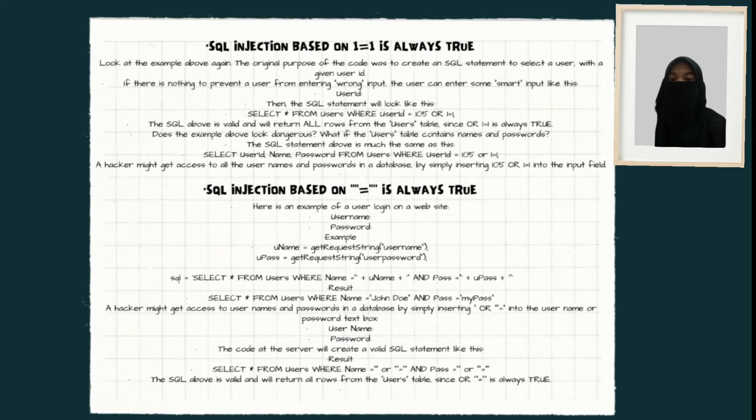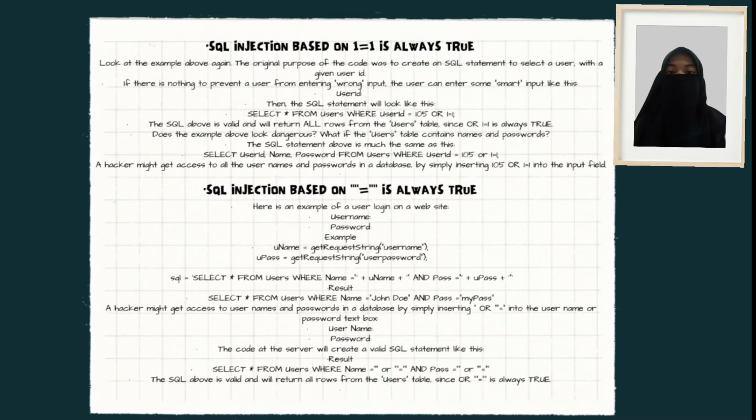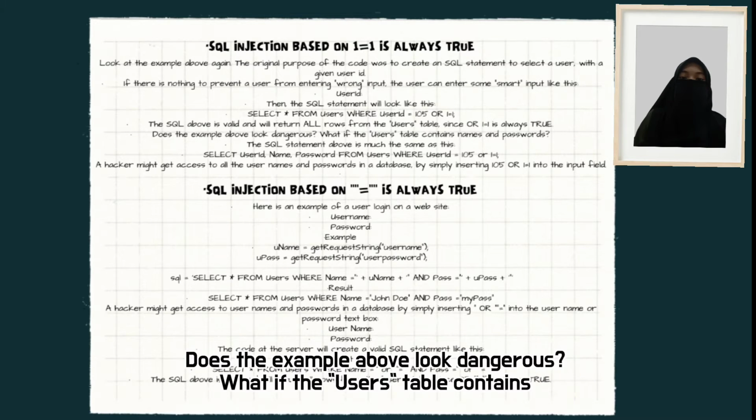then the SQL statement will look like this. SELECT * FROM Users WHERE UserId = 105 OR 1=1. The SQL above is valid and will return all rows from the Users table, since 1=1 is always true. Does the example above look dangerous?